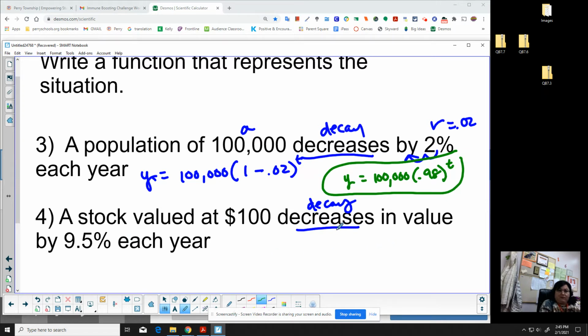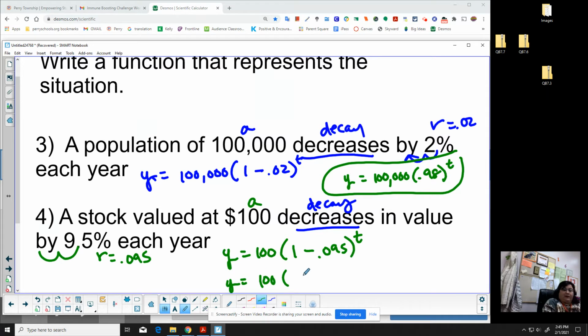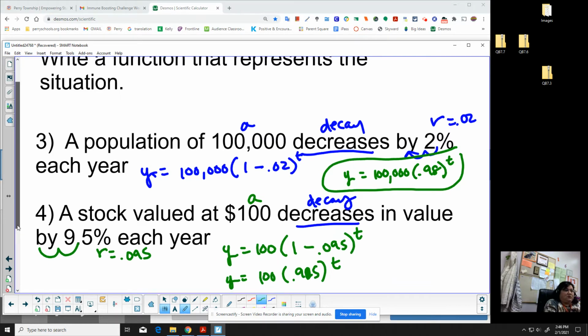And another decrease, so that's a decay as well. 100 is my A, and 9.5 is my R. I move the decimal up twice. So Y equals 100 times 1 minus 0.095 to the T. So Y equals 100 times 0.915 raised to the T. Yeah, 915 is right, not 995. And you could just stick this into Desmos. That would give it to you. All right, so that's how you set them up.